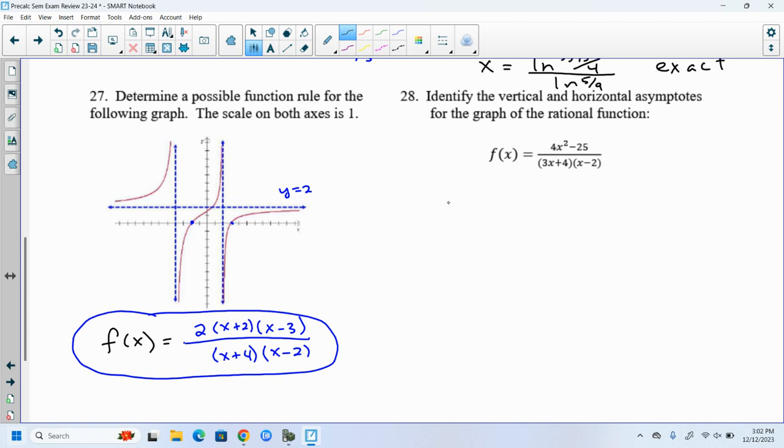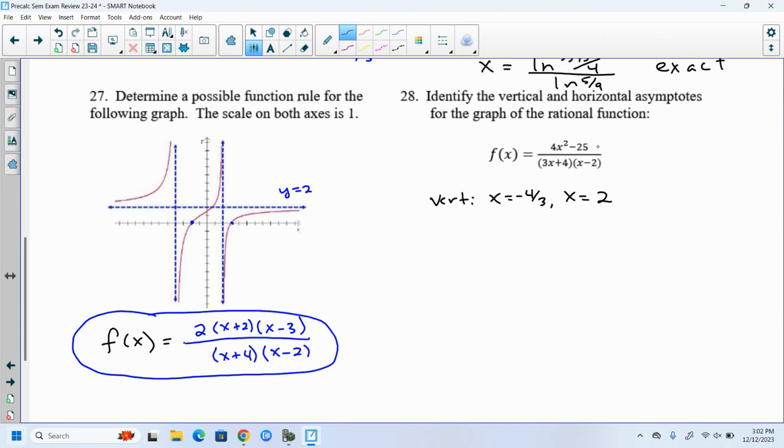All right, 28. Identify the vertical and horizontal asymptotes. All right, vertical, wherever the denominator equals 0. So x equals negative 4/3. x equals positive 2. Make sure you write them both as equations.